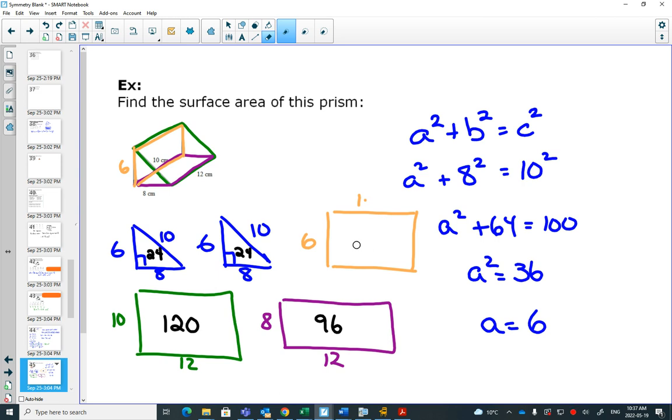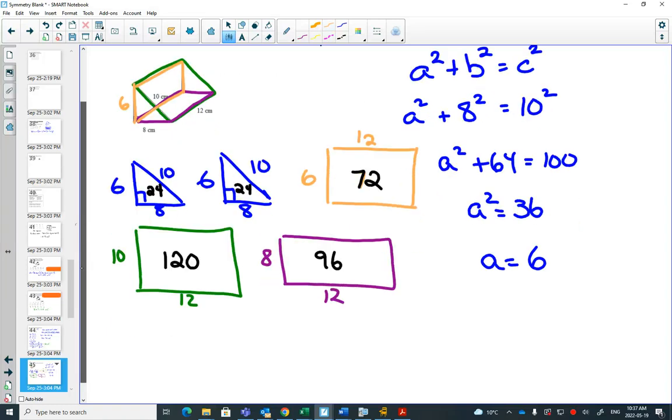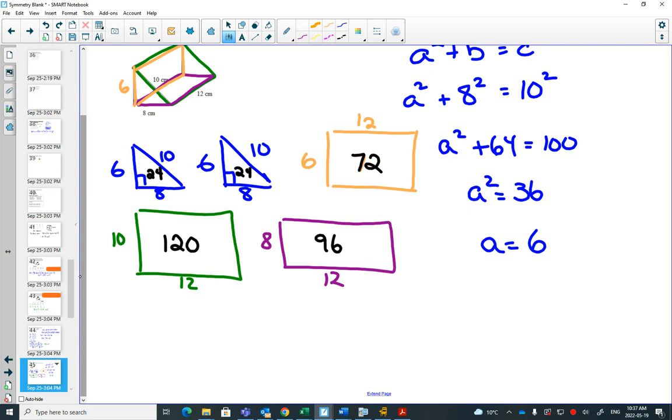We got it. It is 6 by 12, which makes it 72. Then we need to add everything up. Are those 24, 48, the triangles? They're 24 and 24. 48.